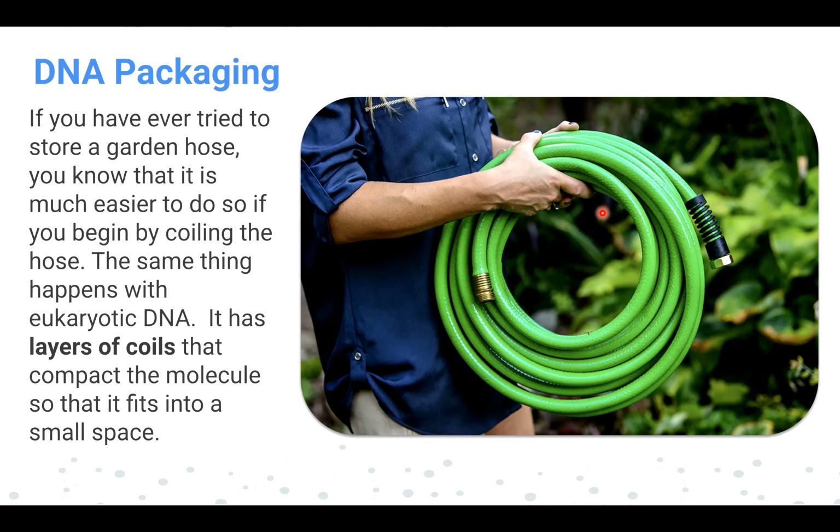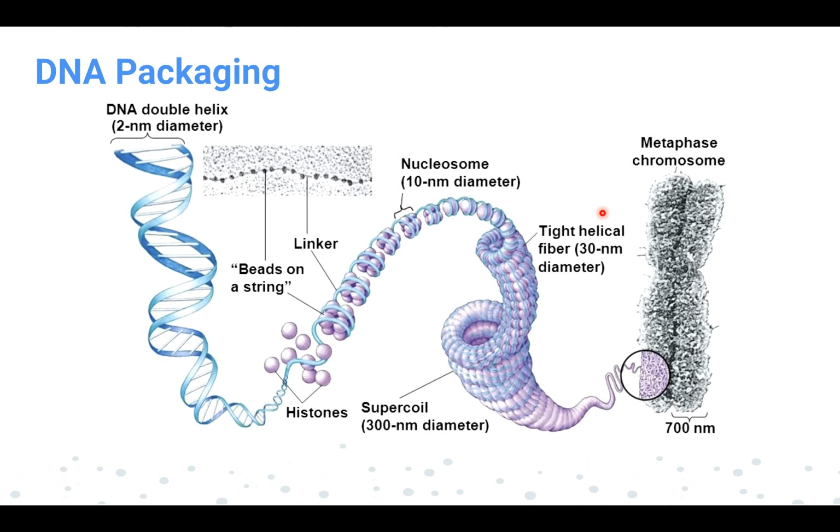When we talk about packaging, if you have ever tried to store a garden hose, you know that it is much easier to do so if you coil the hose, right? The same thing happens with eukaryotic DNA. It has layers of coils that compact the molecule so that it can fit into a small area like this. So the DNA is being wrapped around these beads, right? And these beads make an octamer, 8 units. If you count, it will be 8 units.